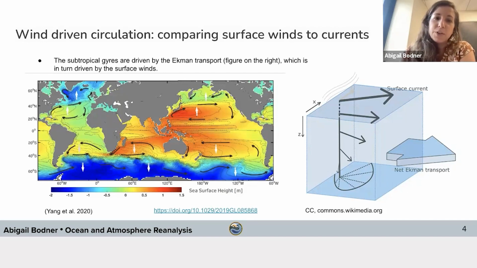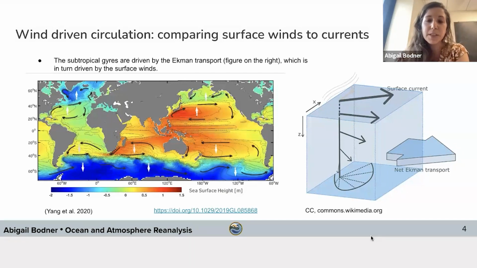Unintuitively, the ocean surface currents don't actually follow directly the atmospheric wind, but rather the ocean currents end up at an angle relative to the wind at the surface. This is known as the Ekman Transport, which results in the ocean surface current being at an angle of about 45 degrees relative to the wind at the surface.